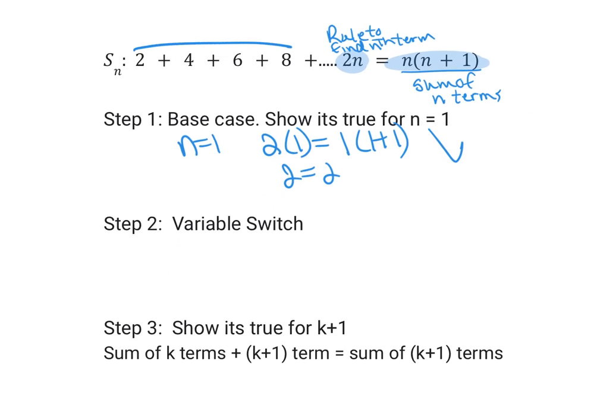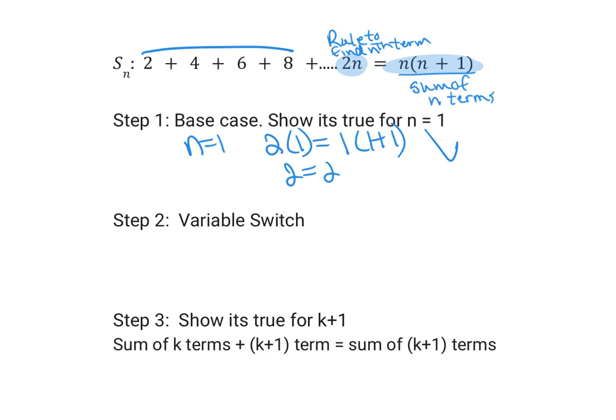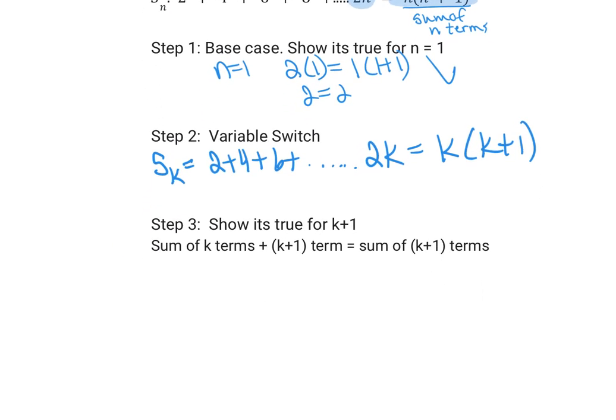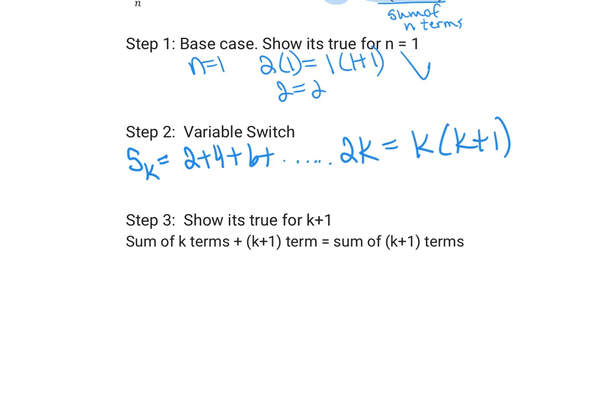Okay, the variable switch, again, this is saying that not only does it work for n, it also works for any value. So we're going to do S sub k equals 2 plus 4 plus 6 plus ... 2k equals k times k plus 1. Okay, so we just switch the variables. Doesn't change what they represent or anything like that. And to show it's true for k plus 1, okay, that's our next thing, right?